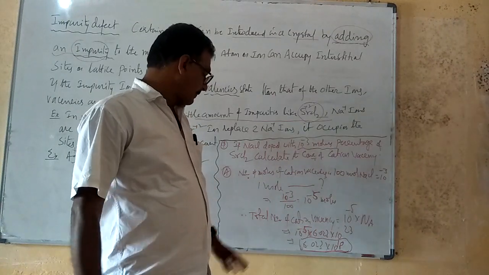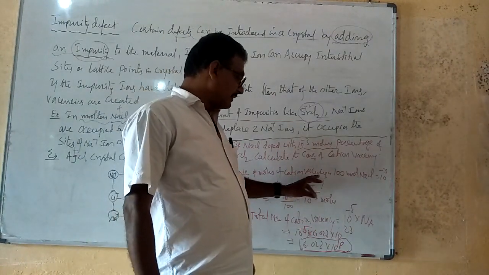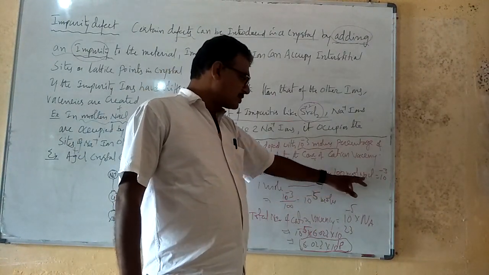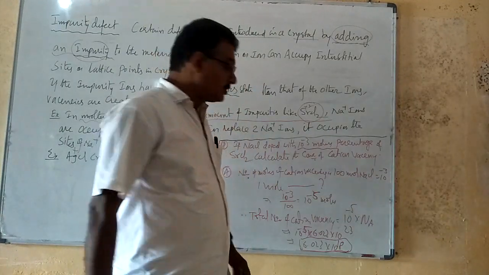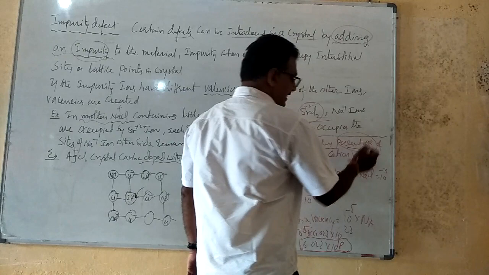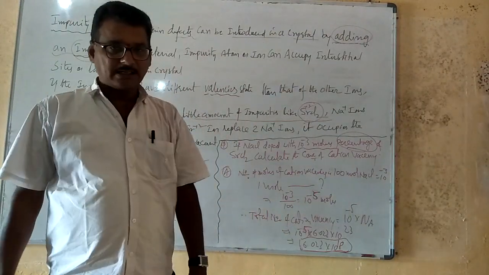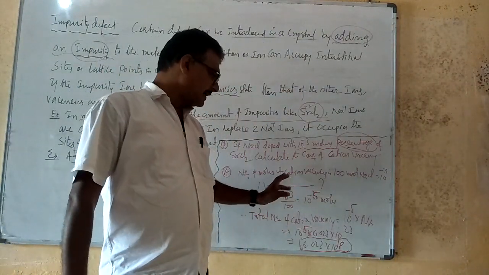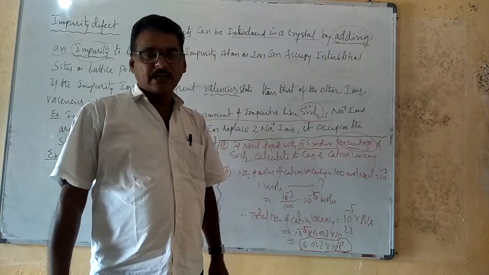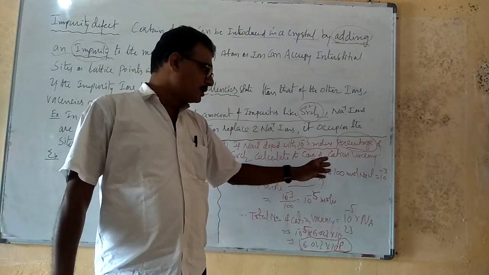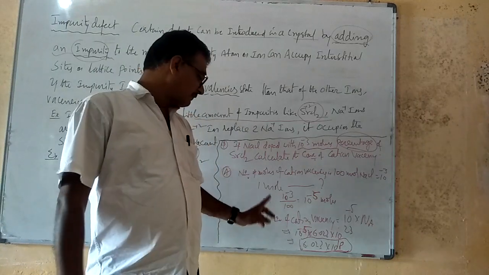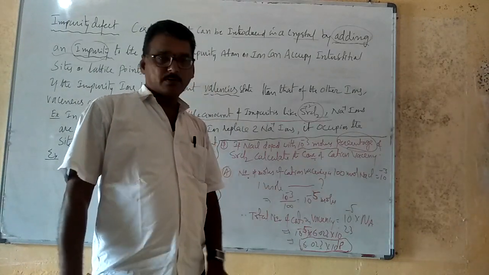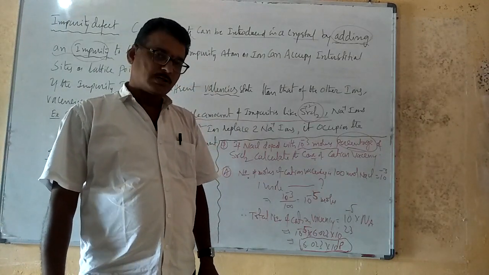Already you know that. So the number of moles of cation vacancy in 100 moles of NaCl is equal to 10 power minus 3. Why? Because 100 moles is equal to the percentage given. Percentage means per 100, so the number of moles of cation vacancy in 100 moles is 10 power minus 3, given. For 1 mole, how much? 10 power minus 5 moles.